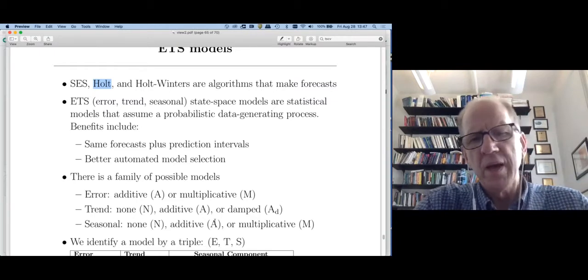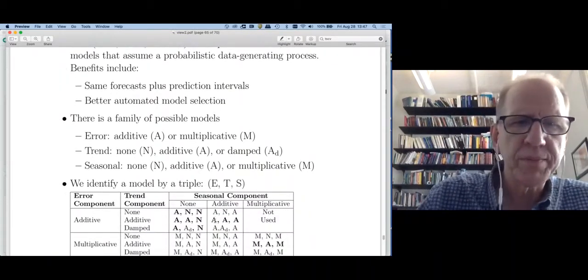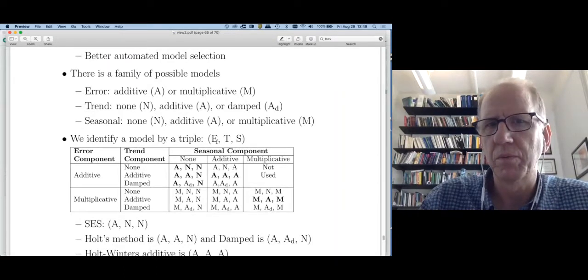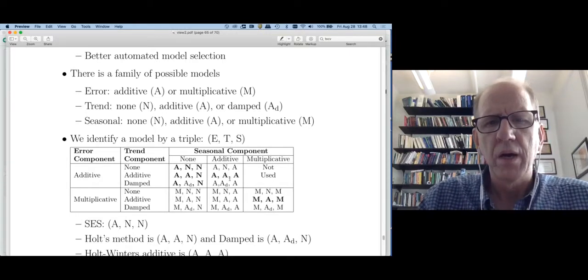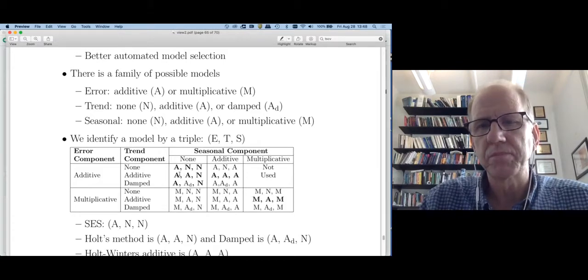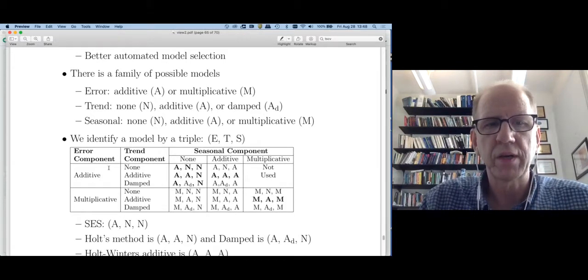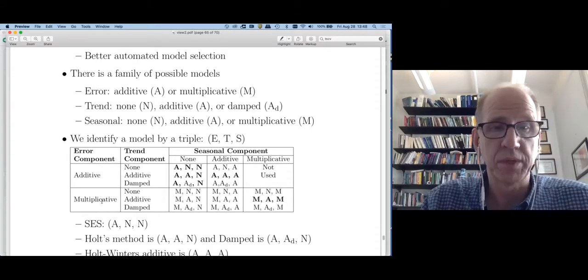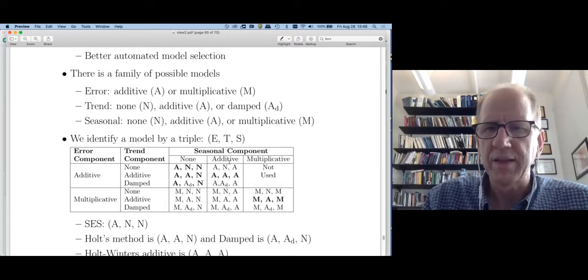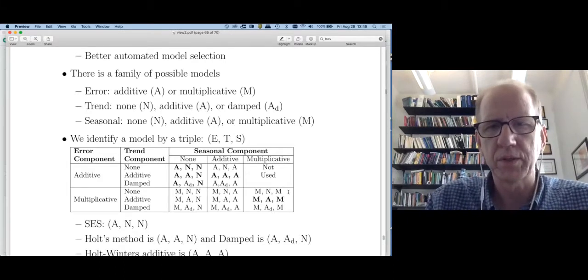Now, if we think about these three models, we're going to be identifying them by a triple. What is the error component? What is the trend component? What is the seasonal component? Across all these possibilities, we end up with these 18 models. It would be 3 times 3 times 2. So you can have the error component being additive or multiplicative, times 3 trend components, times 3 seasonal components. And that would give 18 total possibilities.